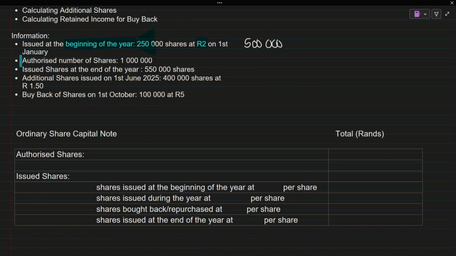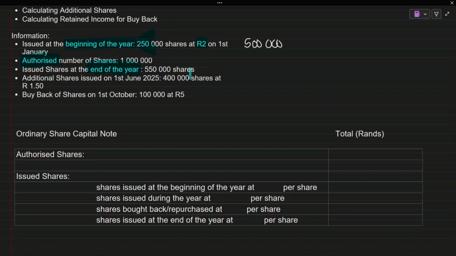Authorized number of shares. If you remember from the previous video, it's the maximum amount of shares that a company can sell. So this company can only sell 1 million shares, and they have to make sure they stay underneath that 1 million shares. Issued shares at the end of the year: if they say end of the year, it means it's your end balance. Don't get confused because you're seeing "issued shares" and think that it's issued during the year. End of the year, end balance. Unless they say issued shares at some time of the year and then they say end balance, be very careful of their wording.